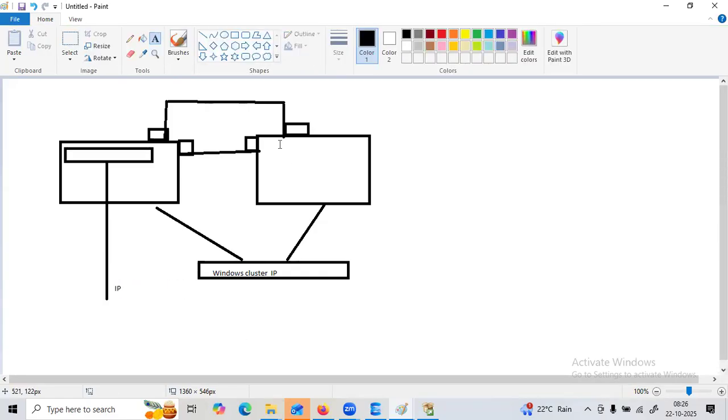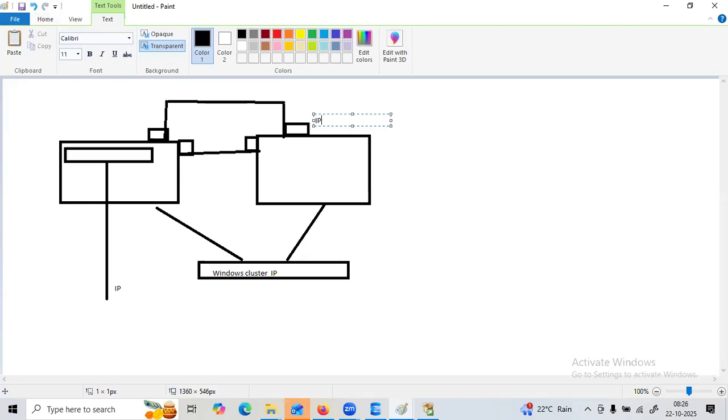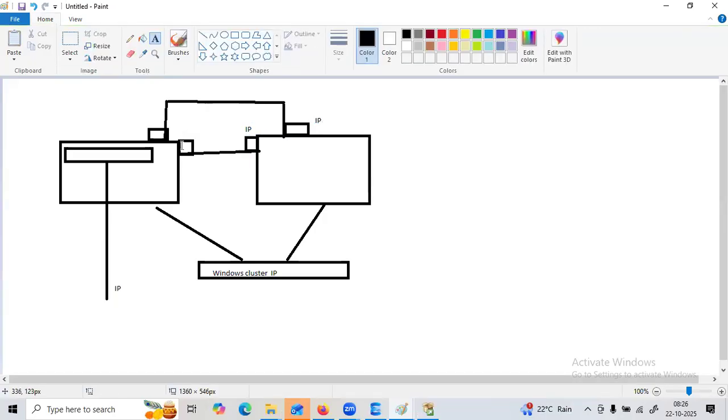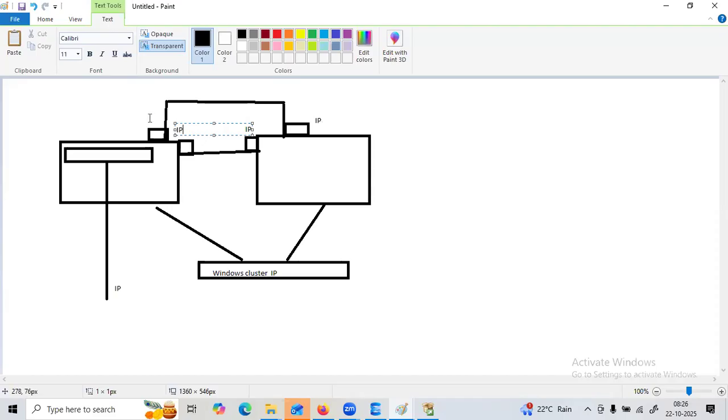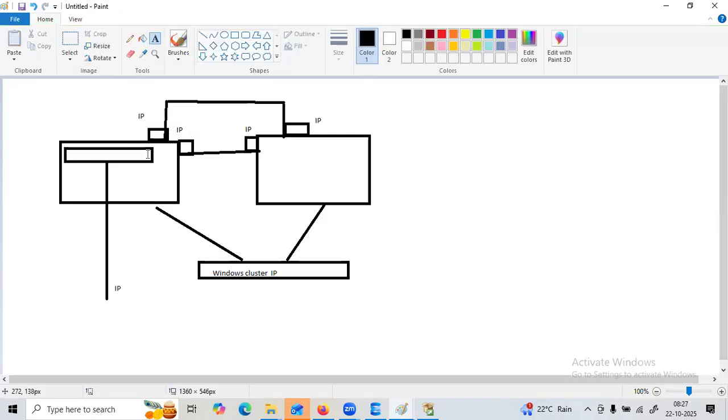So here we have a two node cluster joined together in the Windows cluster. For that, we need one Windows cluster IP, one private IP address for one computer, one more private IP address for another computer, one public IP address for each, and one for the SQL Server being installed. Here we just add the binaries.